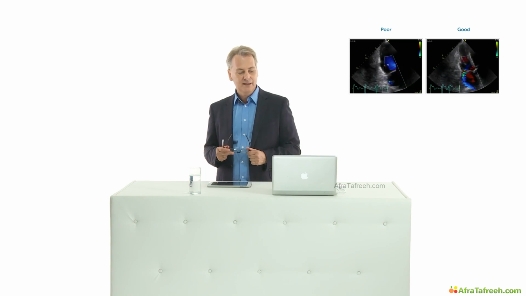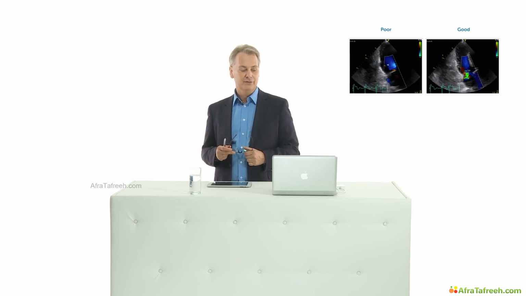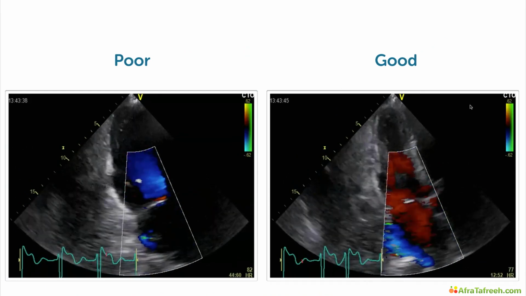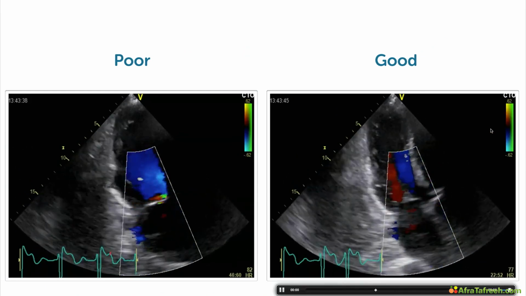The same thing can be seen here in the apical long axis view. Maybe mild regurgitation, and here is moderate regurgitation. So the key message here is practice. This will be more helpful than studying and learning different complex techniques of quantifying mitral regurgitation.